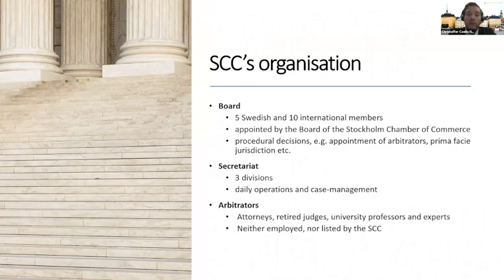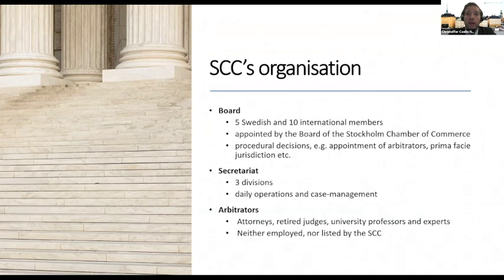Then we have a last group of people on this slide, and that is the arbitrators. Arbitrators are external specialists in arbitration, which are, of course, not employed by the SCC. Usually, the arbitrators appointed by the SCC will be attorneys or judges, university professors, or other sorts of experts, all depending on the dispute at hand. The arbitrators are appointed by the SCC board and are appointed in each specific case. One special feature of the SCC is that we do not have a list or roster of arbitrators from which arbitrators are appointed. This means that the parties can freely choose their arbitrator and that the SCC is free to find the most suited arbitrator for a particular case.